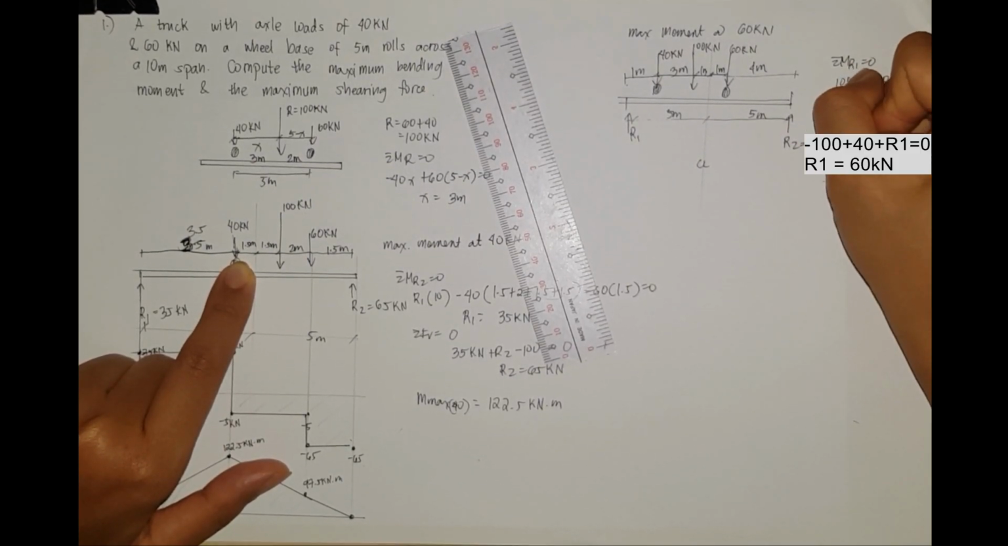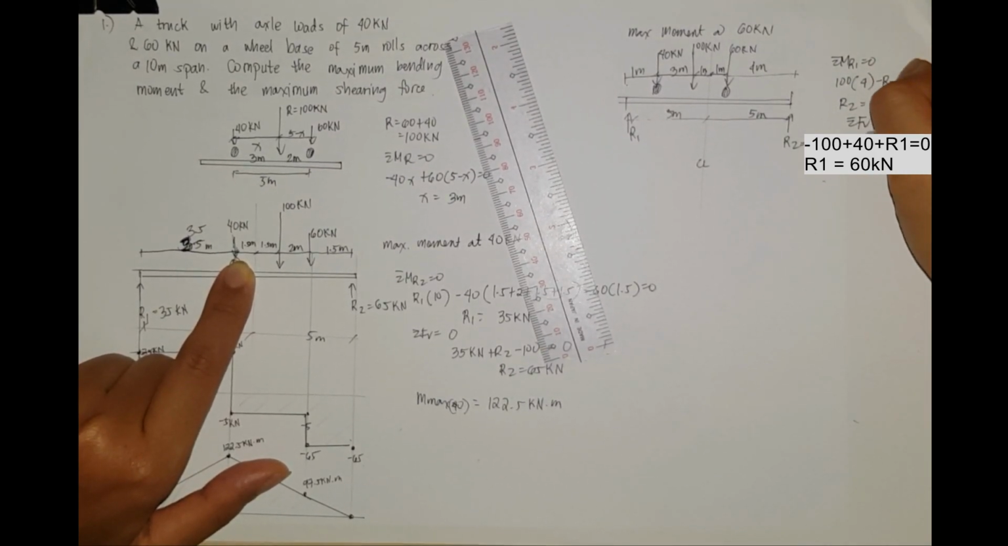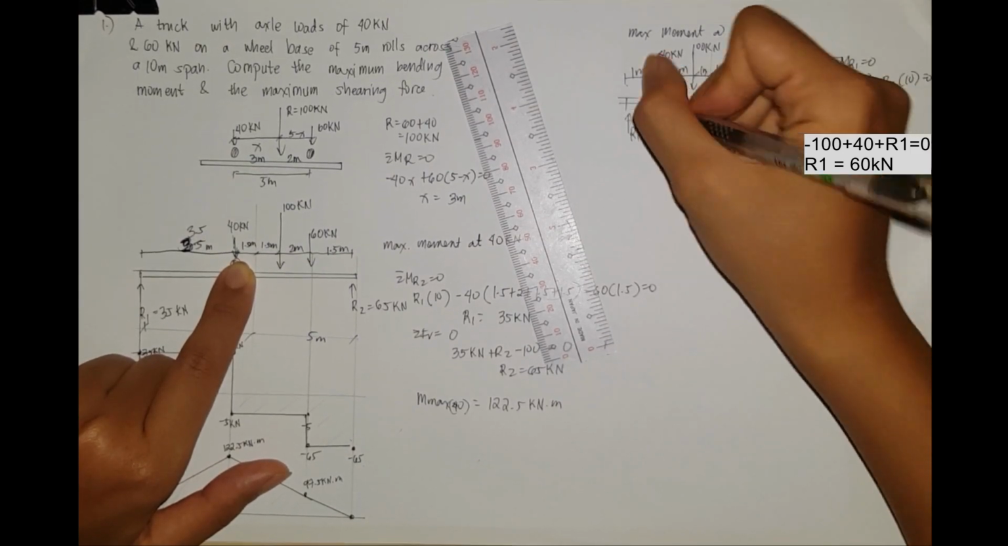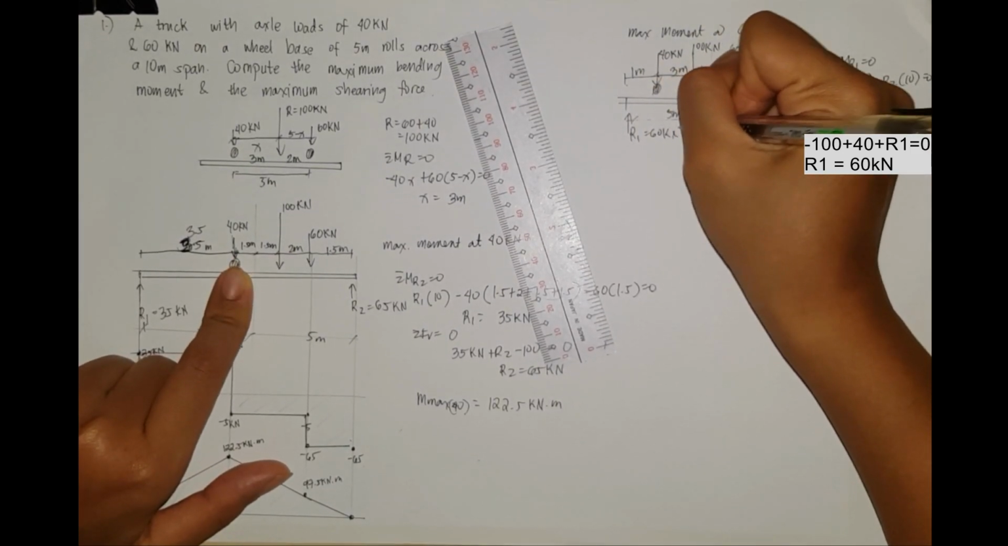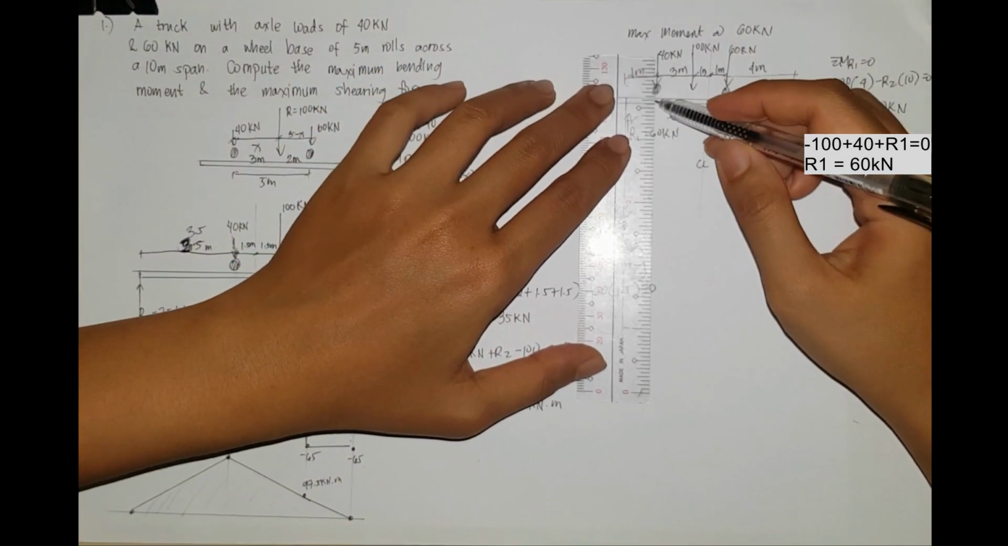So this is 40 kilonewton, and taking summation of forces vertical is equal to 0, so we have 100 minus 40 plus R1 is equal to 0. Therefore, reaction at 1 is equal to 60 kilonewton. So this is equal to 60 kilonewton. And then let us draw the shear and moment diagram.